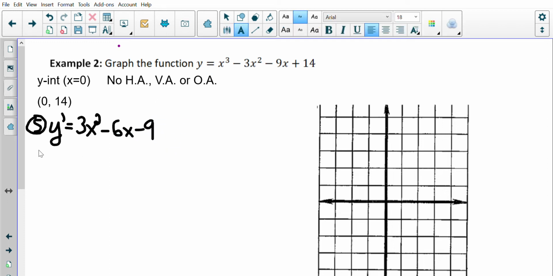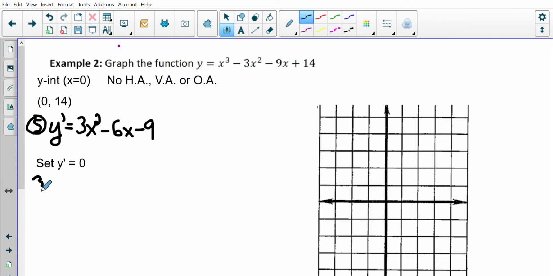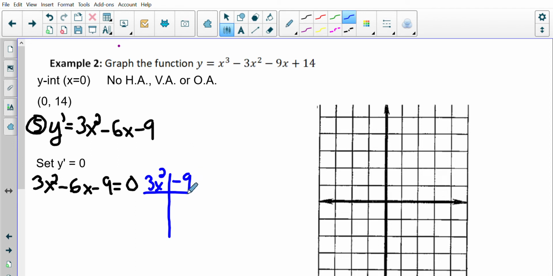All right, so I'm going to set my derivative here equal to 0. So I'm going to have 3x squared minus 6x minus 9 equals 0. This is a quadratic equation that I've got to solve, or factor by solving. All right, so I'm going to put a 3x squared here and a minus 9 here. And let's see here. I got a 3x and x will work. Two numbers that multiply to give me negative 9. It's got to be negative 3 and 3.